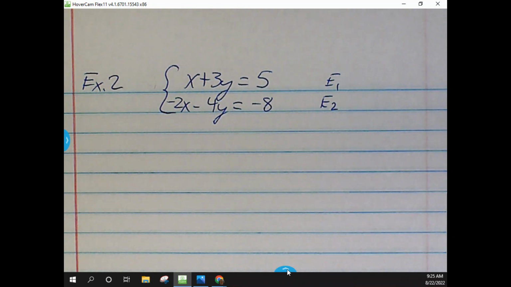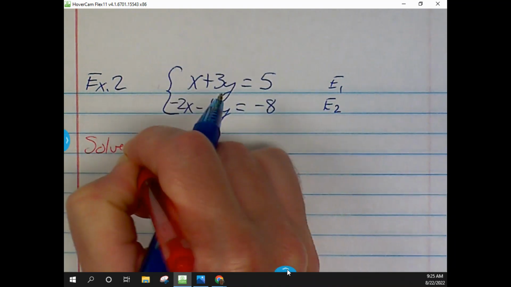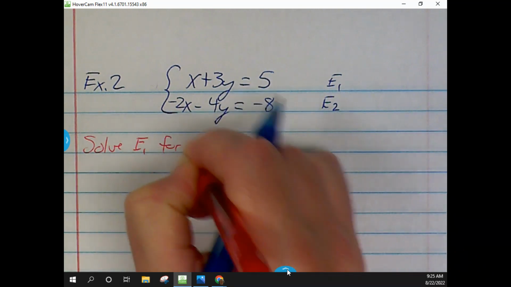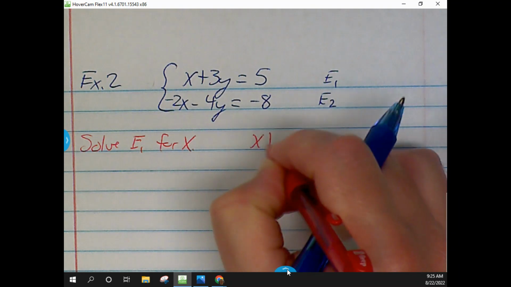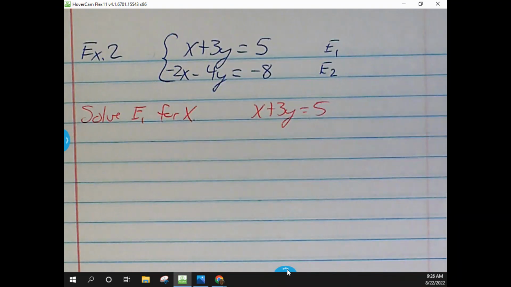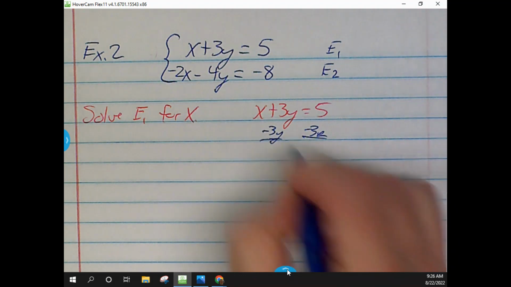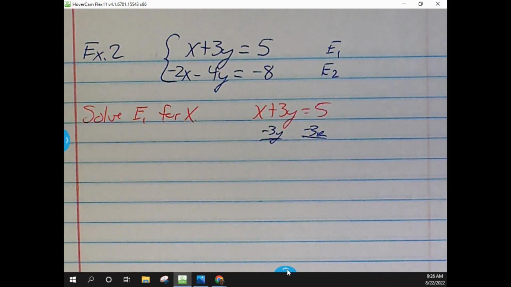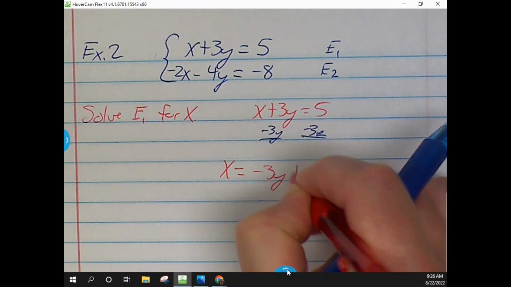All right, so this one does not have an x equals or y equals, but you do have this coefficient of 1 in equation 1. So we're going to solve equation 1 for x. So if it's x plus 3y equals 5, just one thing to get x by itself, we're just going to subtract 3y from both sides. So we got x would equal negative 3y plus 5.